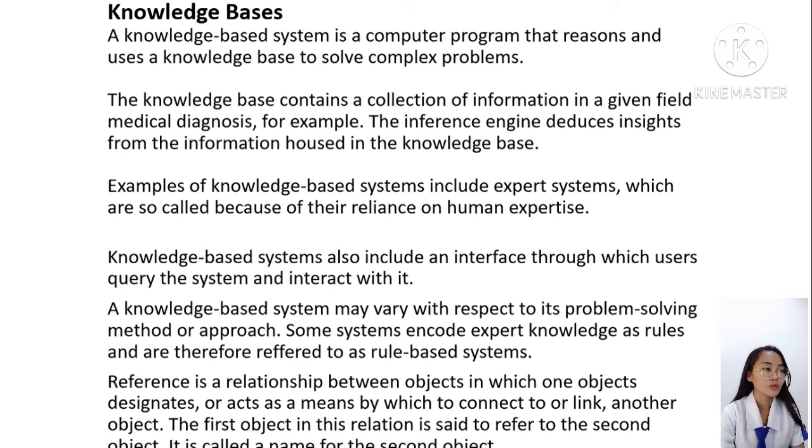Knowledge-based systems also include an interface through which users query the system and interact with it. A knowledge-based system may vary with respect to its problem-solving method or approach. Some systems include expert knowledge as rules and are therefore referred to as rule-based systems. Reference in a knowledge-based system is a relationship between objects in which one object designates or acts as a means by which to connect to or link another object. The first object in this relation is said to refer to the second object. It is called a name for the second object.